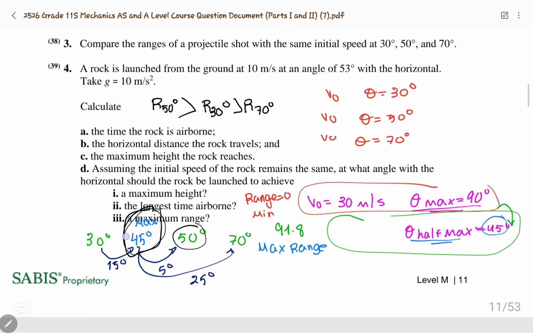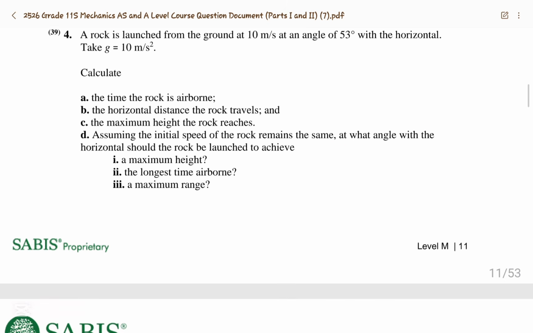Just remember that the maximum is at 45 degrees and the minimum is at 90 degrees, and also at 0 degrees. Okay, so that's it for question number 3. We'll now move on to question number 4.